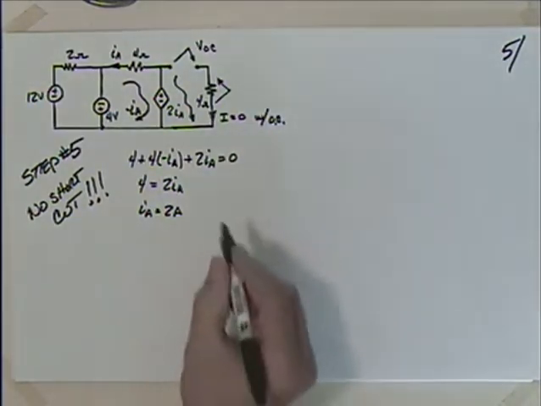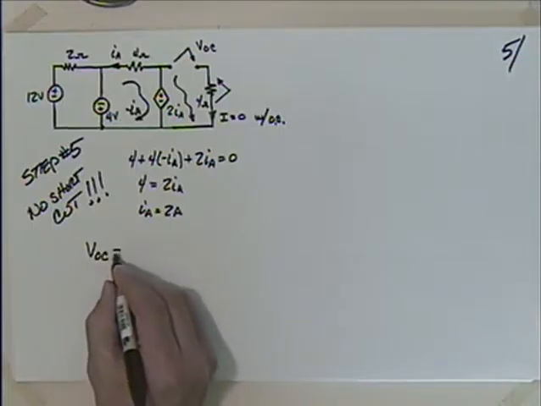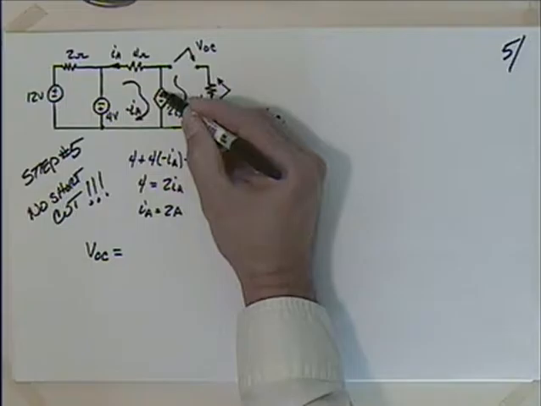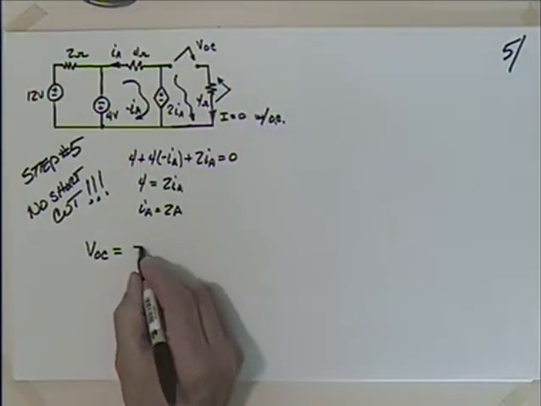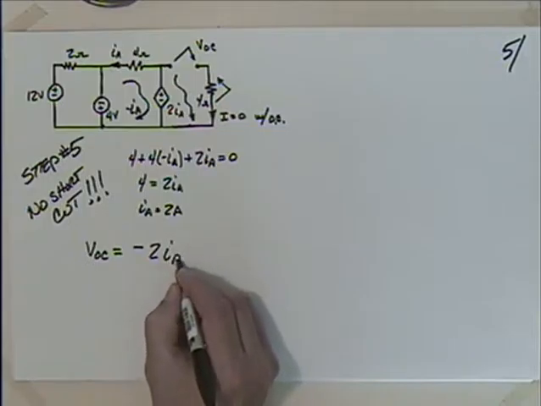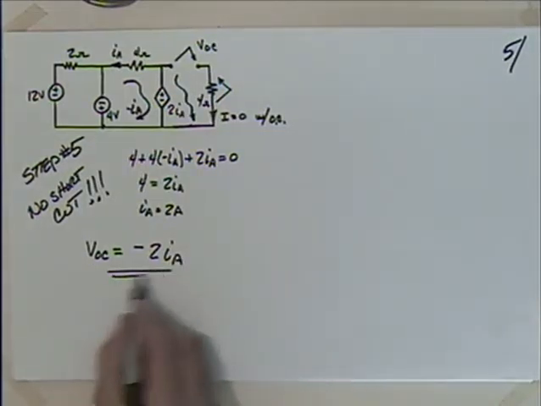Which I could say that V open circuit then is equal to, what's the voltage from here to here? That would just be the opposite of this, minus 2 times IA. Minus 2 times IA. So you got to recognize that.